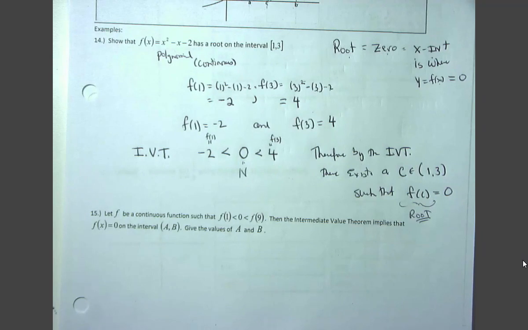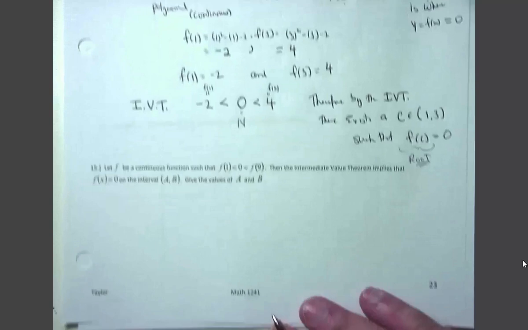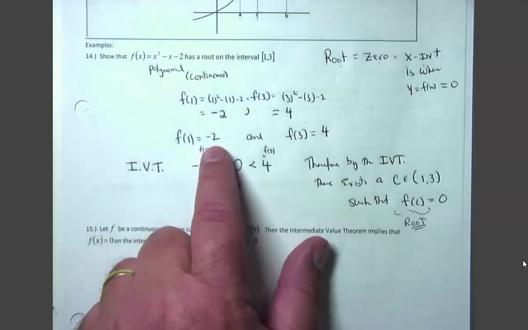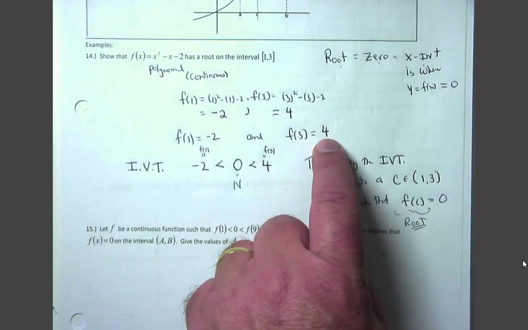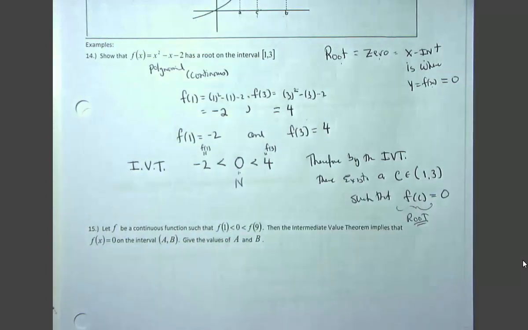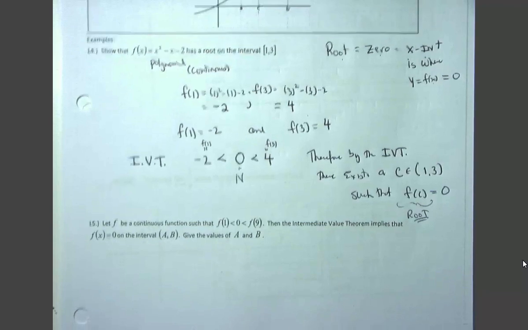Now, here's another webwork problem for you guys. Number 15. Now, this one, all you were supposed to do was say f of 1 was negative 2 and f of 3 equals 4. Therefore, since 0 is between the two, you have just shown the existence of an x-intercept or root. Yeah?